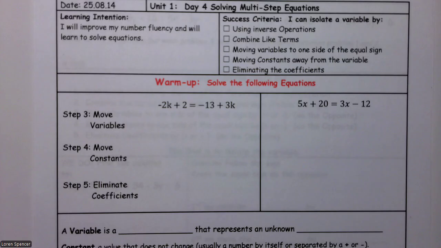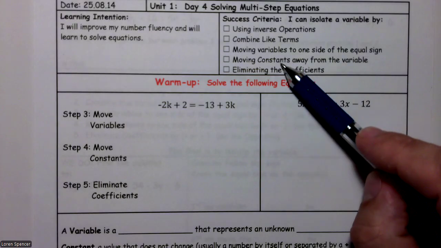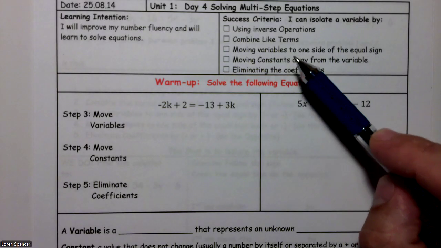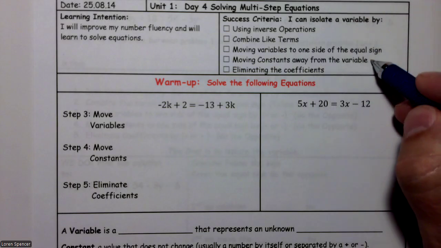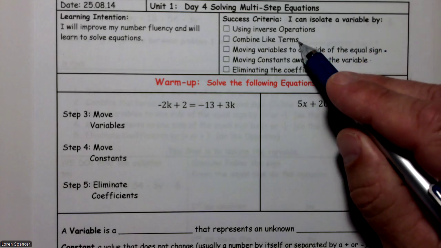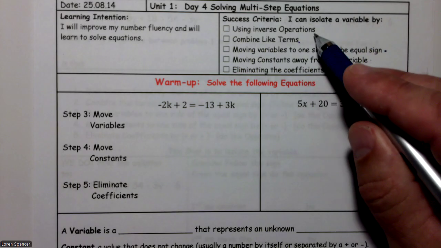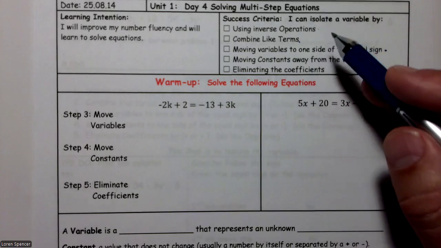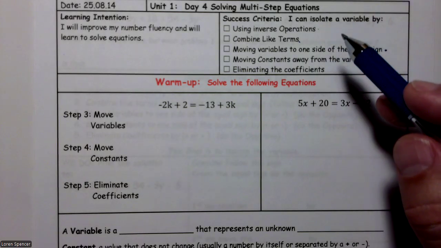So, in our previous lessons, we eliminated coefficients and moved constants away when we did two-step equations. Then yesterday we moved variables across the equal sign. Today we're going to do combining like terms, and we're going to do all of this using inverse operations. So once again, doing what we've done before.